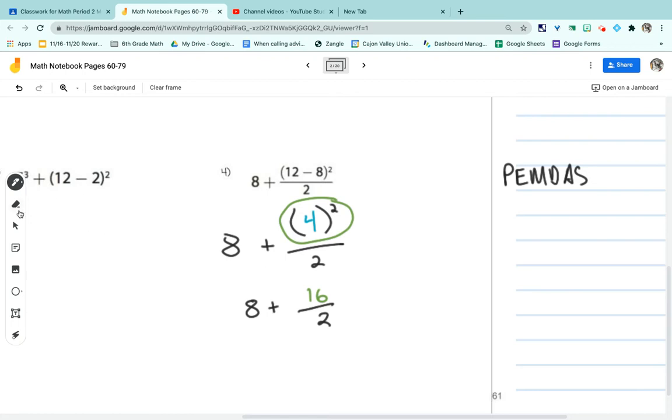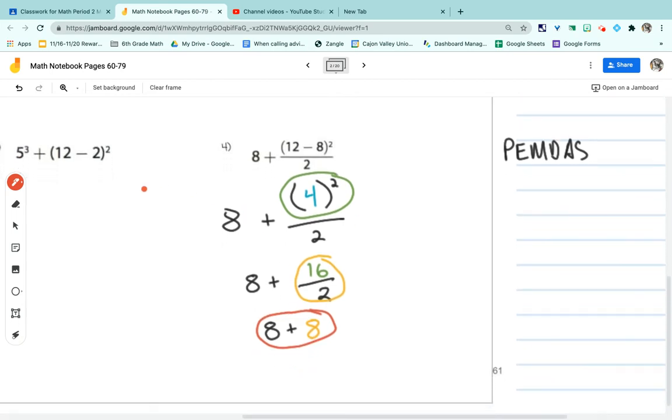Multiplication is not present. We do have a division problem here, though. It's a fraction, but it's still division. 16 divided by 2 is 8. So we're left with 8 plus 8. Since our last step is addition and subtraction, we don't have any subtraction. We have one addition. 8 plus 8 is, I'll stick with red, 16. So all of this equals 16.